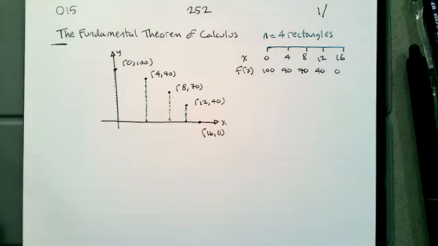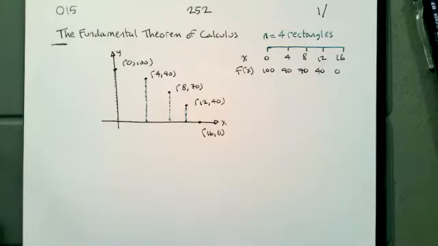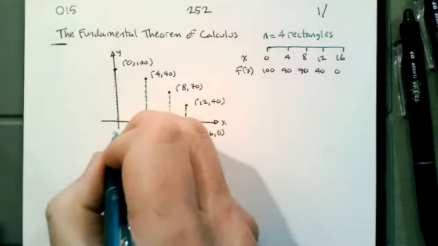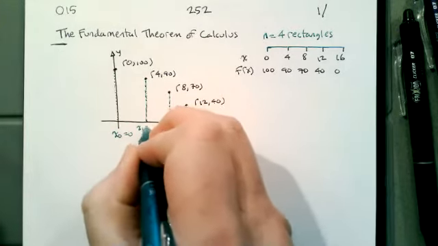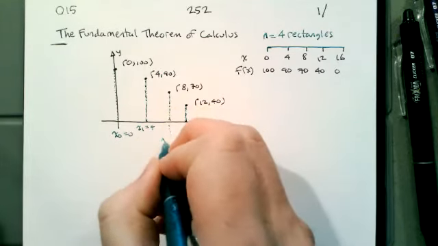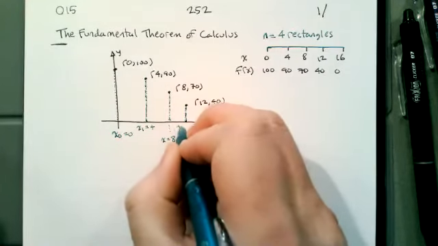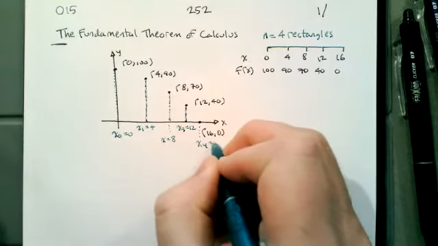I'm going to create an overestimate by using the highest value from each rectangle. To connect this to what we had before, these are going to be my xi. So this would be like x0. Here, that would be 0. x1 is equal to 4. x2 is 8. x3 is 12. And x4 is 16.